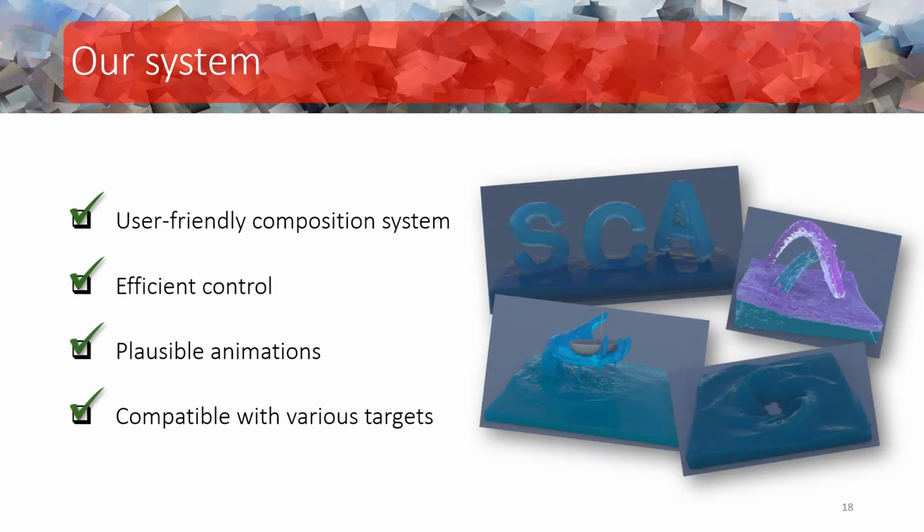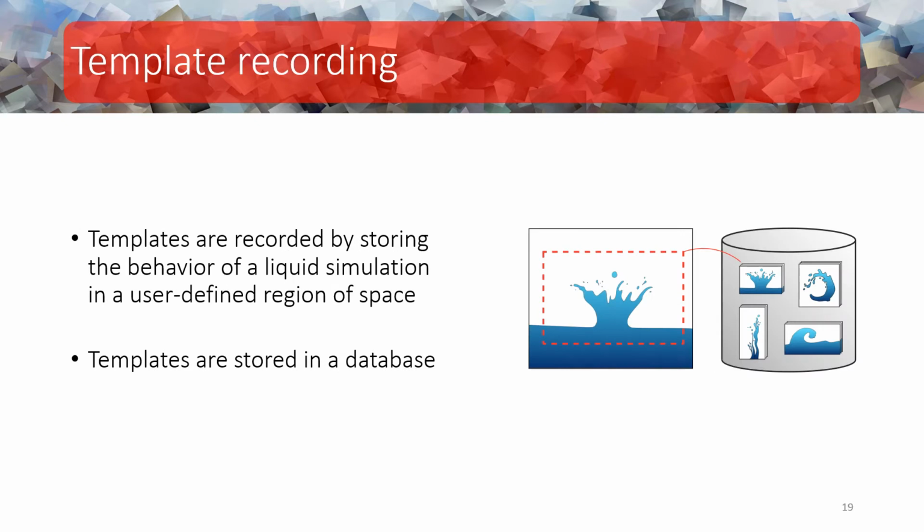We use our method to generate many examples using several types of targets. The resulting animations appear plausible and give an overview of the various types of animation that we can generate using our liquid compositing tool. Our system uses precomputed portions of liquid simulations called templates in order to compose liquid animations.